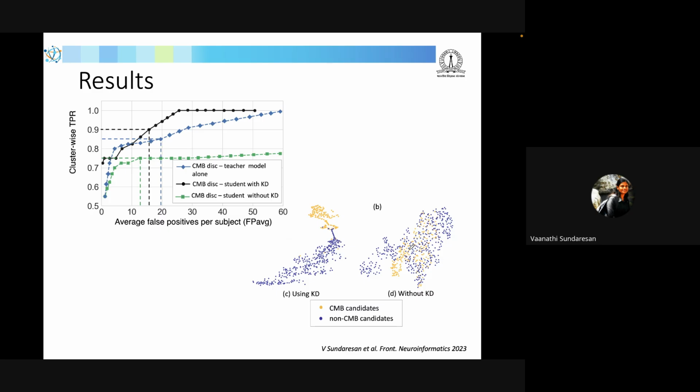And also, if you look at the feature space, without knowledge distillation, the features are all merged, right? Both the CMB, microbleed and non-microbleed features are all mingled. The model is not able to differentiate between microbleed and non-microbleed. But here, the orange ones are microbleeds, the blue ones are non-microbleeds, which has a very good separation between features, which is an excellent thing.